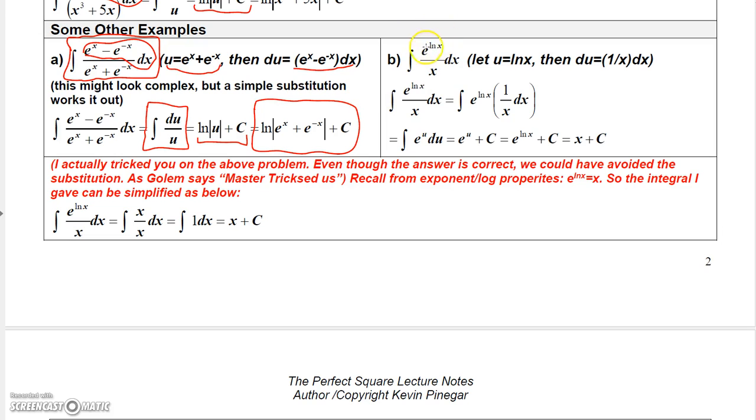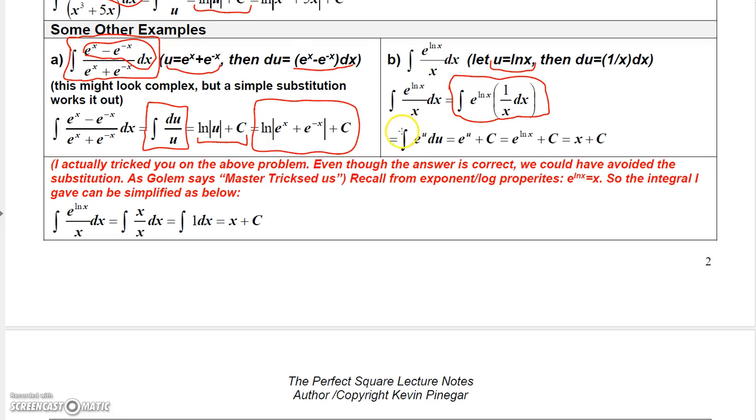Now on this one, you can use a u substitution as well. You can let u equal the natural log of x, and then du equals 1 over x dx. So you might want to rewrite this to see it written this way. It's the same integral, but this way you can see that now you have e to the u, and then 1 over x dx is du.